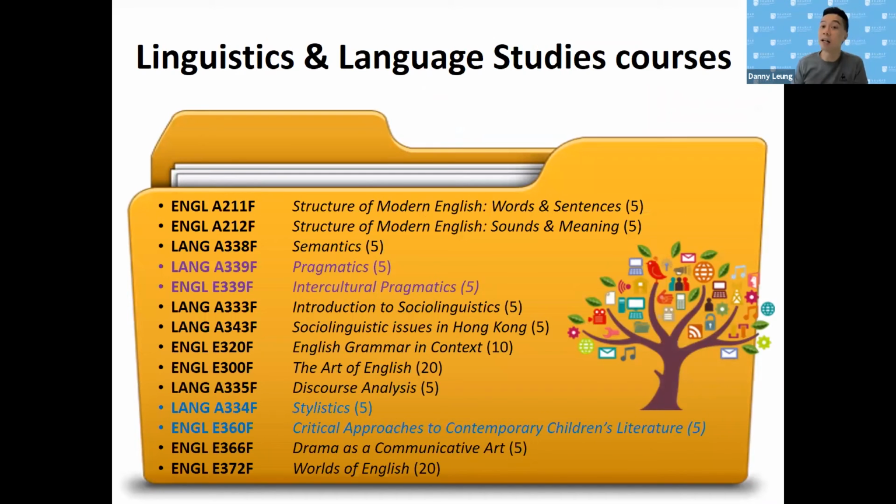As I've just mentioned, linguistics, language studies, and literature courses. So here we are, all of them. If you take a look at this one, Introduction to Sociolinguistics, that's what I've just mentioned in terms of how you understand the ways in which the English language is used in Hong Kong, whether they are different or similar to the ways in which the same language, English, is used in the UK and in the United States of America. All these will be introduced to you in what we call Introduction to Sociolinguistics.